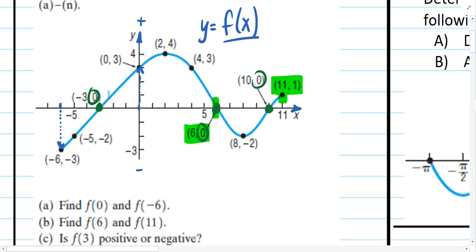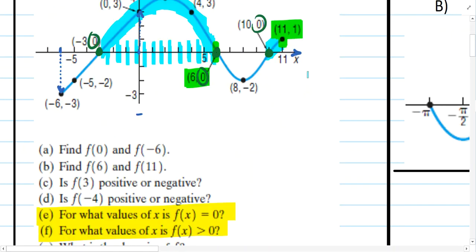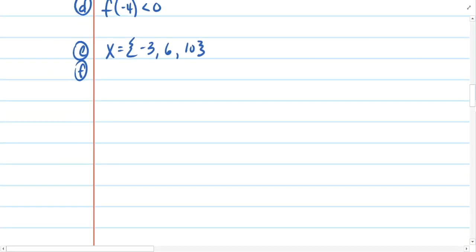Now when we're asking ourselves when is the function positive or greater than 0, well, all x values along this little blue curve and even this small section over here, all of those x values are associated with y values that are positive. So when we report our answers, we want to say all x values between -3 and +6, and again from 10 to 11. Now we're not going to include the number -3 or the number 6 because the y value is neither positive nor negative. The y value is 0. The function is equal to 0.